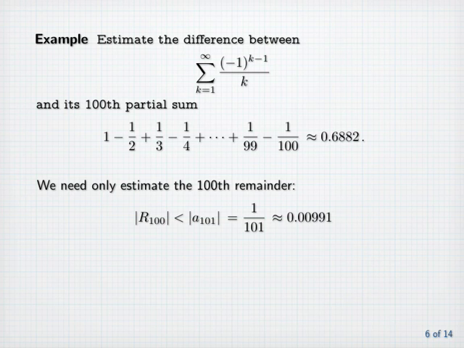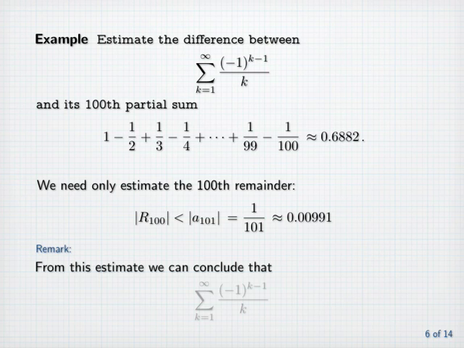0.00991. Now let's remark that from this estimate we can conclude that the sum of the series is between the partial sum 0.6882 plus and minus the estimate on the remainder 0.00991. Those two numbers are 0.6783 and 0.6987.